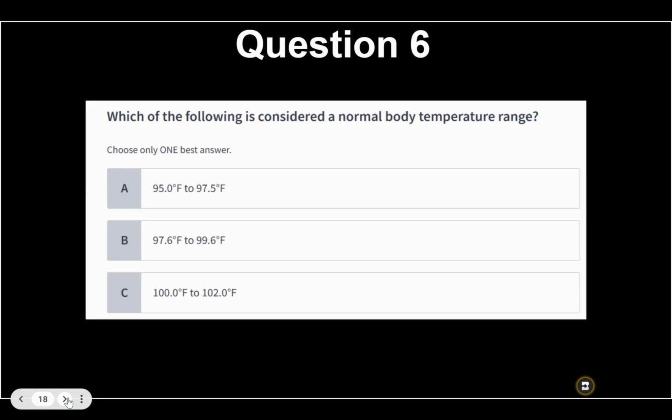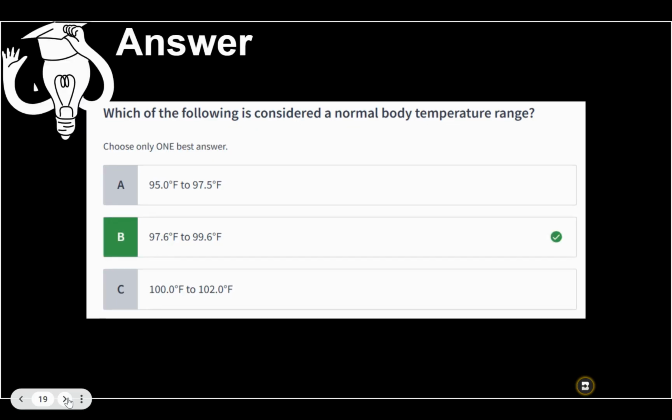Question number 6. Which of the following is considered a normal body temperature range? Would it be A, 95 to 97.5 degrees Fahrenheit, B, 97.6 to 99.6 degrees Fahrenheit, or would it be C, 100 to 102 degrees Fahrenheit? If you said B, 97.6 to 99.6 degrees Fahrenheit, then you are correct.